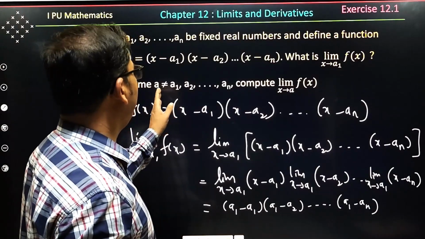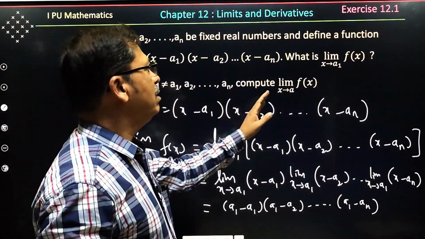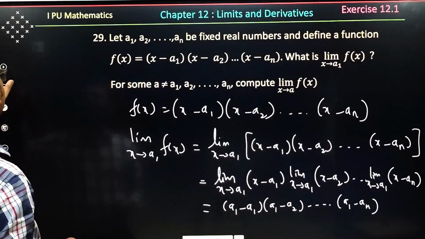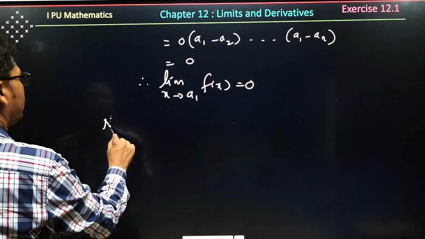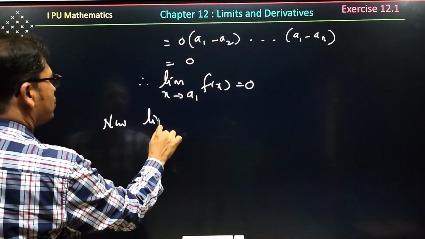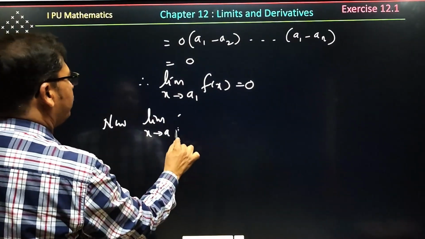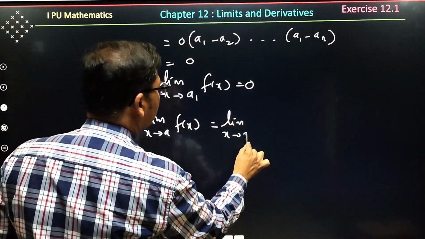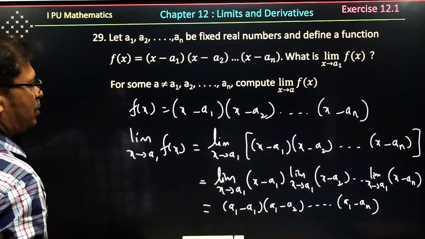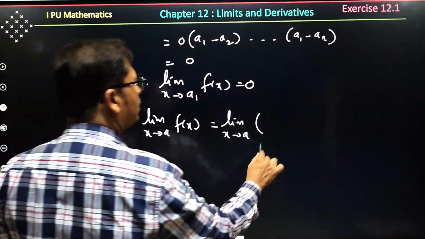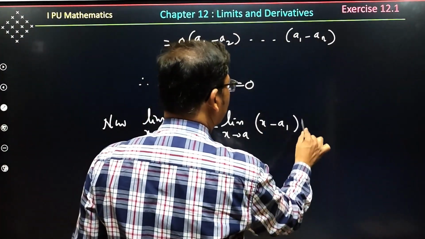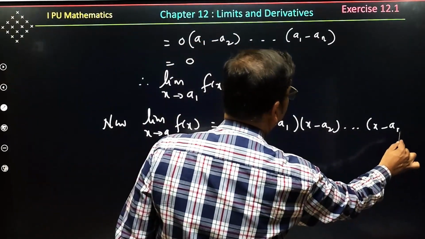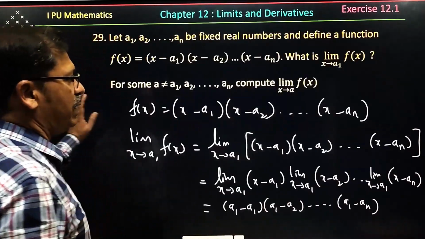For some a not equal to a1, a2 and so on, compute limit x tends to a of f(x) here. Now the limit x tends to a of f(x) is given by limit x tends to a of, see the first term (x minus a1), (x minus a2), and then so on (x minus an) here. This is the function.